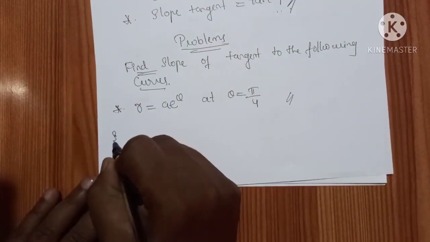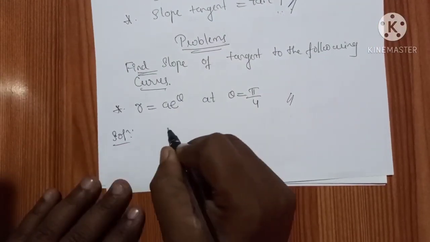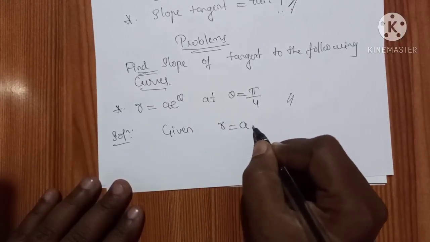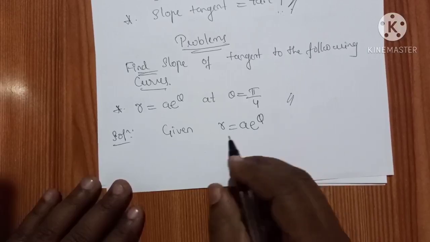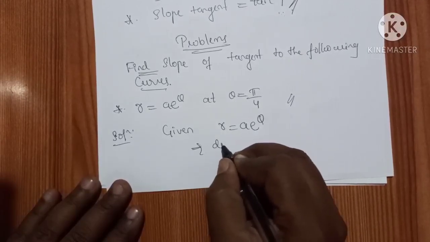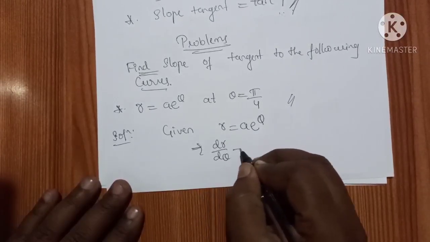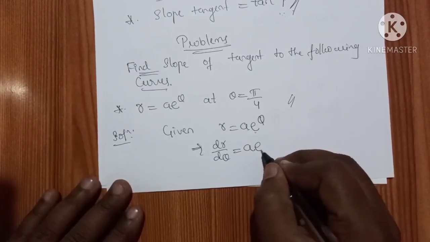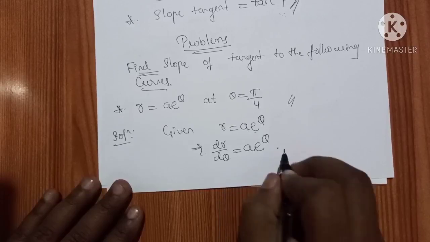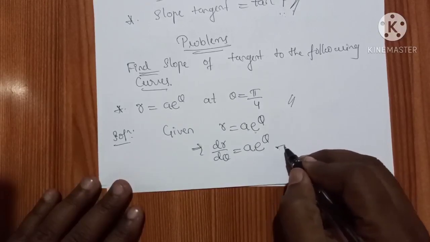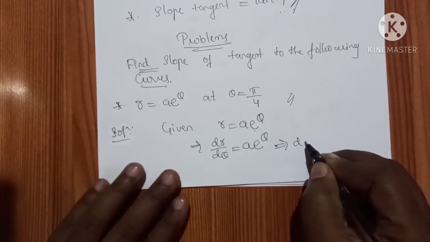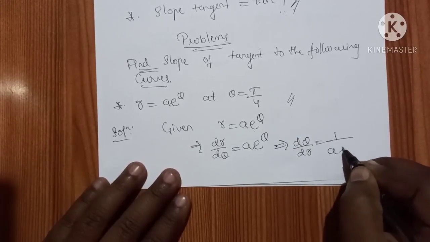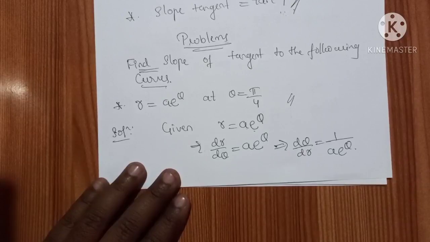Solution. Given curve is r equals a into e raised to theta. Differentiating, we get dr divided by d theta equals a, a is constant, e raised to theta differentiation is e raised to theta. Okay, taking reciprocal, we get d theta divided by dr equals 1 by a into e raised to theta.